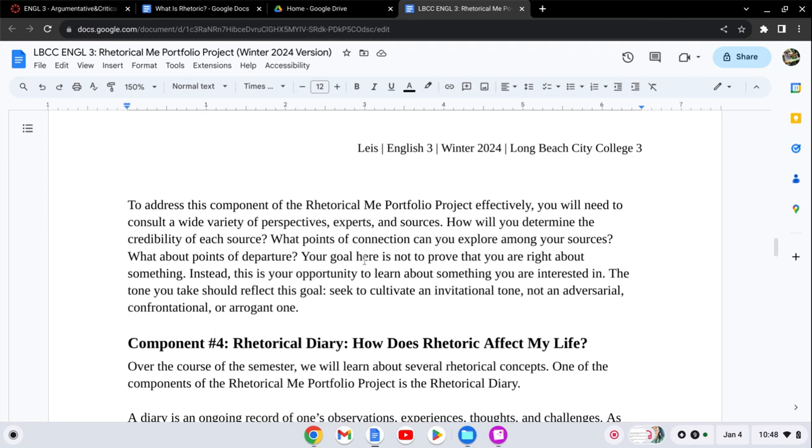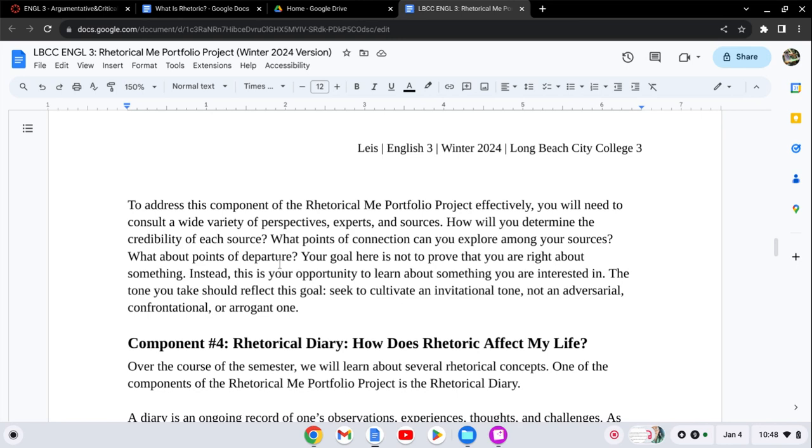We're not trying to argue that we're right about something. Instead, this is your opportunity to learn about something you are interested in. The tone you take should reflect this goal. Seek to cultivate an invitational tone, not an adversarial, confrontational, or arrogant one. Okay? So this is something that we'll talk more about. We're not trying to prove that we're right about something. We're not trying to convince somebody that we're right about something.